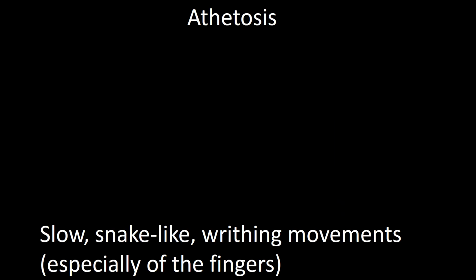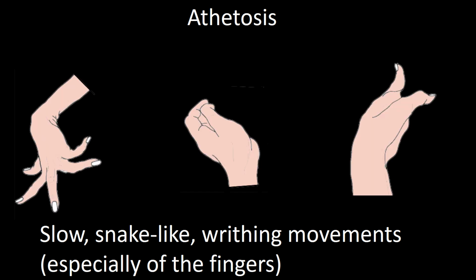Athetosis is defined as slow, snake-like writhing movement, especially of the fingers. As you can see depicted in this frame, in this condition, the hand takes many different and unusual positions, as the one here with fingers extended, here with the thumb contracted, and here with extension of some fingers and flexion of others.